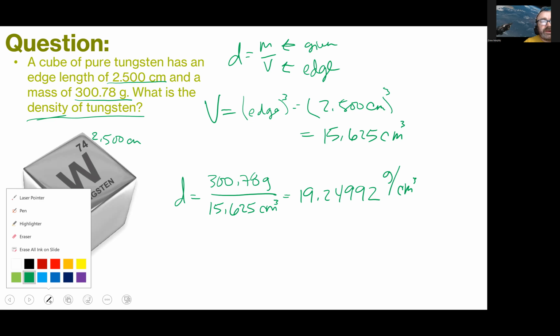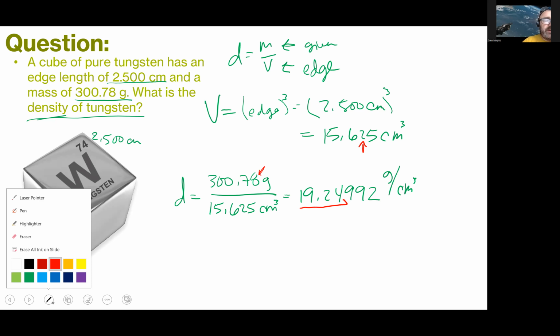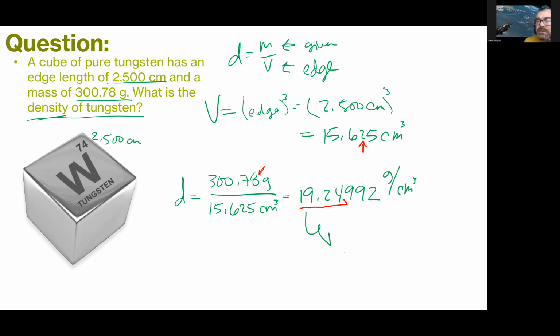I'm going to think through it here. The volume should have 4 significant figures. Our mass has 5, so this needs to have 4. Which means our answer here should round to 19.25 grams over centimeters cubed. And there's our answer. That's kind of the straightforward way. We'll look at some of the other types of density problems now.